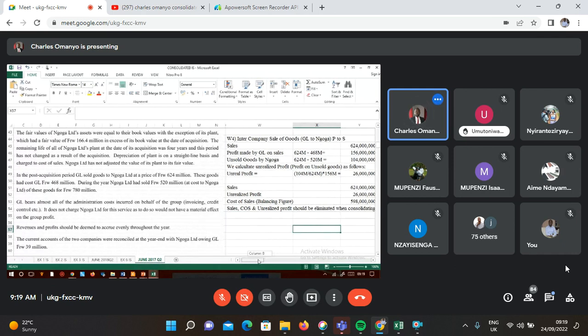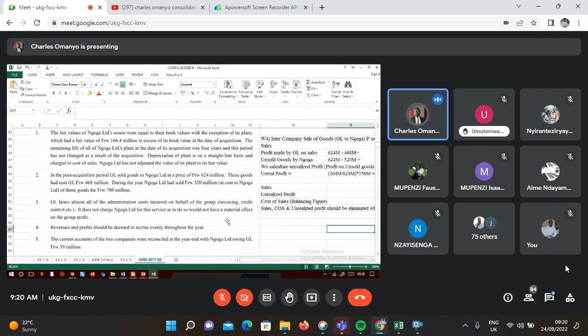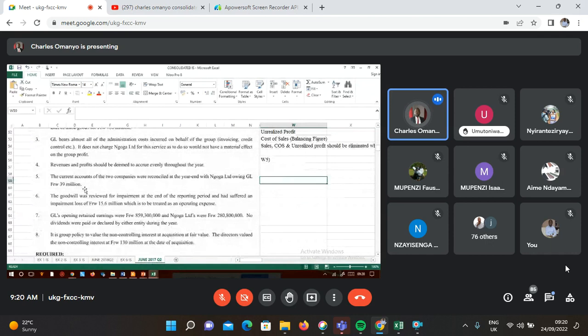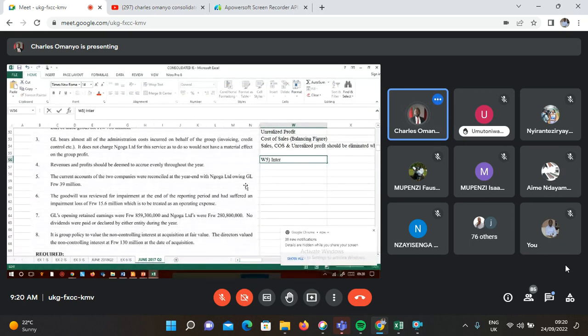Next point, I read also another point that affects the income statement, working 5. Let's read another statement. GL bears almost all that does not affect us. Revenue and profits are accumulated evenly. I've already explained that. Current accounts of the two companies were reconciled at the year end with G Limited owing GL 39 million. I will explain that. This is called intercompany balances, but we will not use it for now. Let me just put it there.